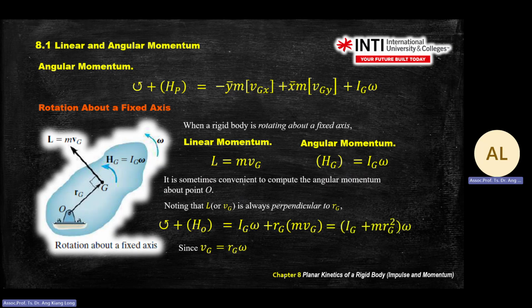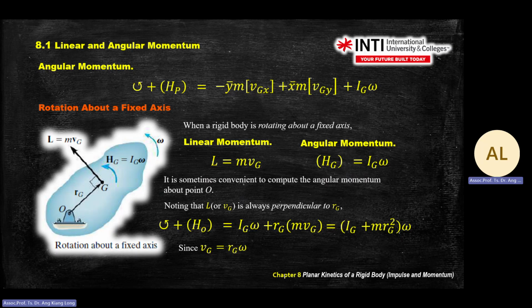Then we simplify. If V equals R omega, you substitute it inside and factor them out. Do you see the I form? I equals Ig plus md square. It still arrives at H equals I omega.